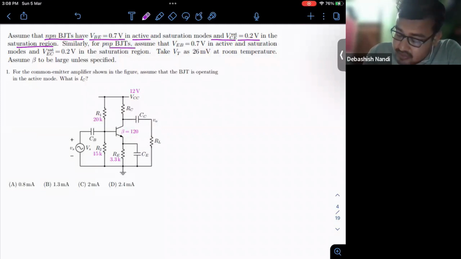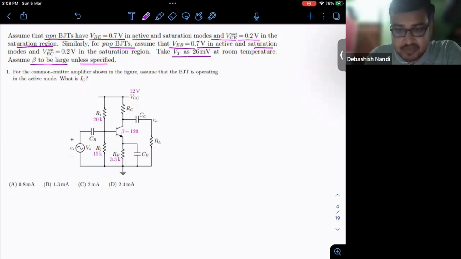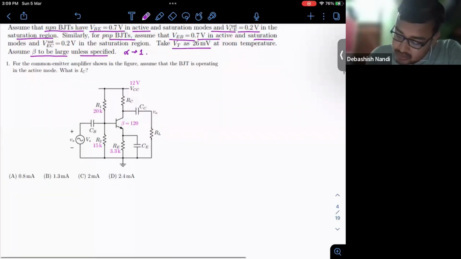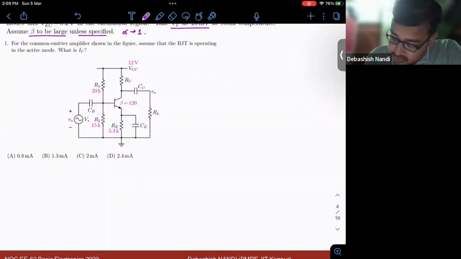For the PNP transistor, you just reverse the polarities of the contacts, so your V_BE will become V_EB. This is general stuff. Your thermal voltage is taken to be 26 millivolt. Last session, I discussed how it comes about and how you can calculate it for any temperature. Also, assume beta to be very large unless it is specified. Beta very large means your alpha is almost equal to 1. So let us move on to the first problem.